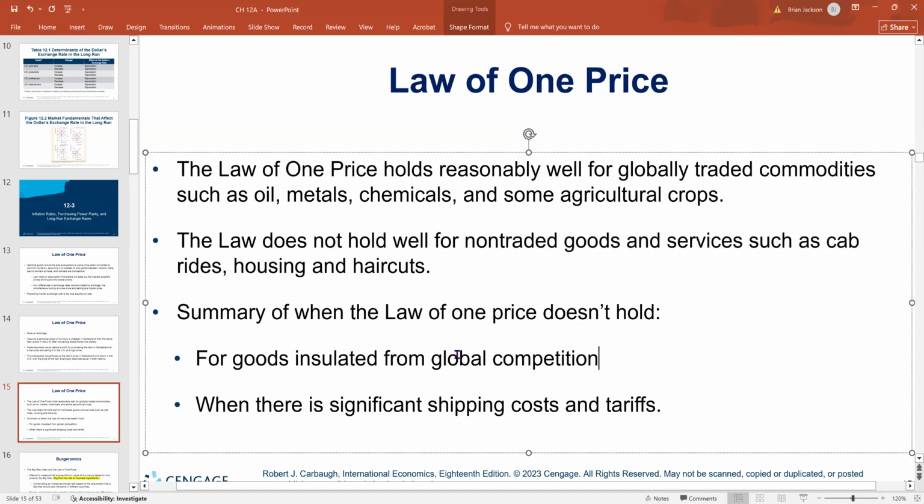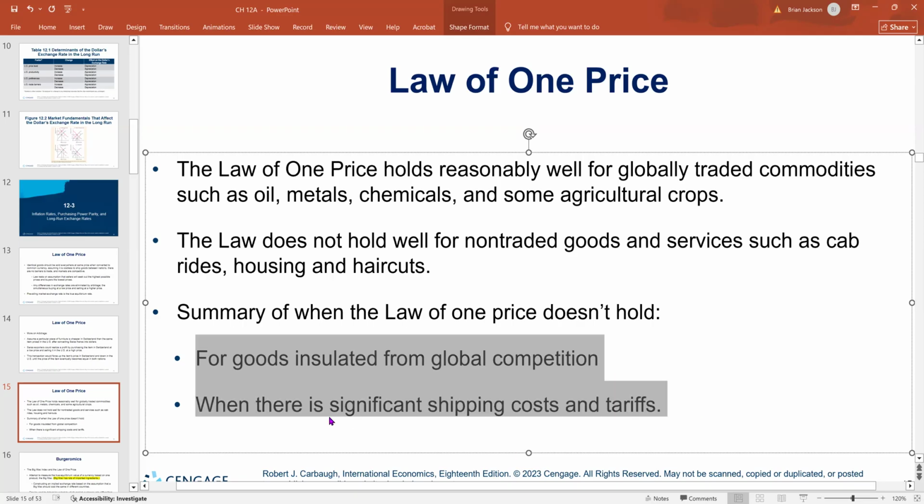So the law of one price really doesn't hold for any kind of goods that are insulated from global competition, and when there are significant shipping costs and tariffs, the law of one price would not hold.